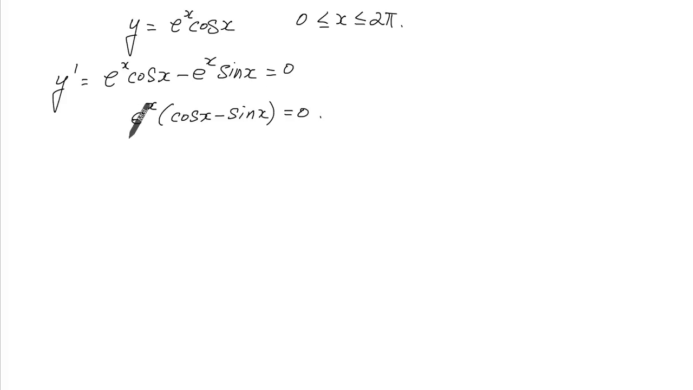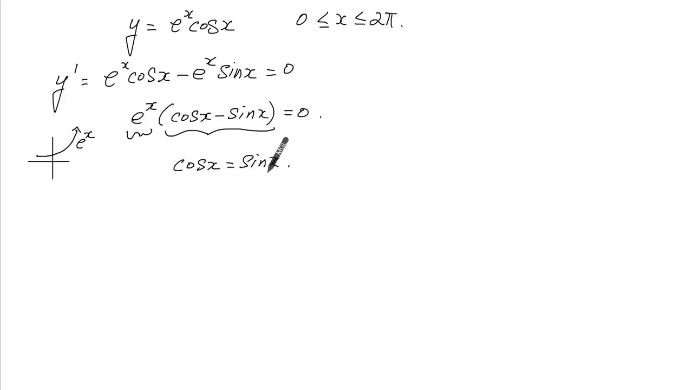This expression is equal to 0 when either that first part is equal to 0 or the second part is equal to 0. Obviously, e to the x can never be 0. We know that by the graph of e to the x. It never reaches 0. So that cannot be equal to 0. Let's see if the second part can be equal to 0. So this expression is equal to 0 when cos of x is equal to sine of x.